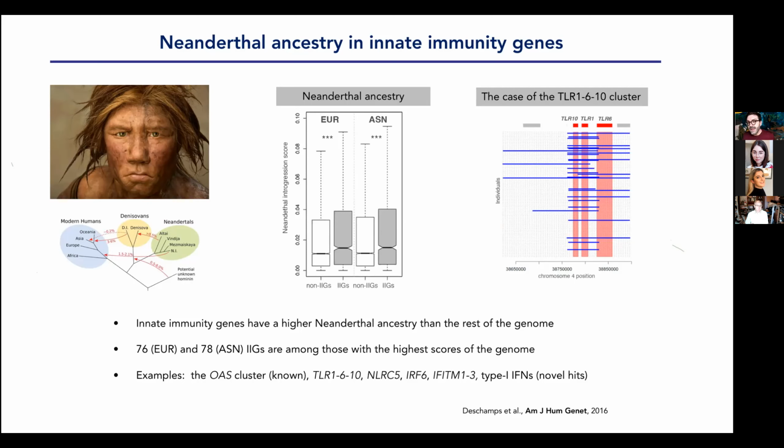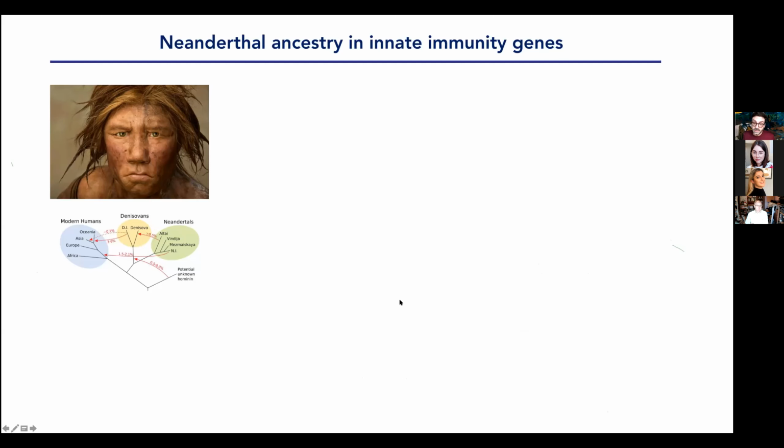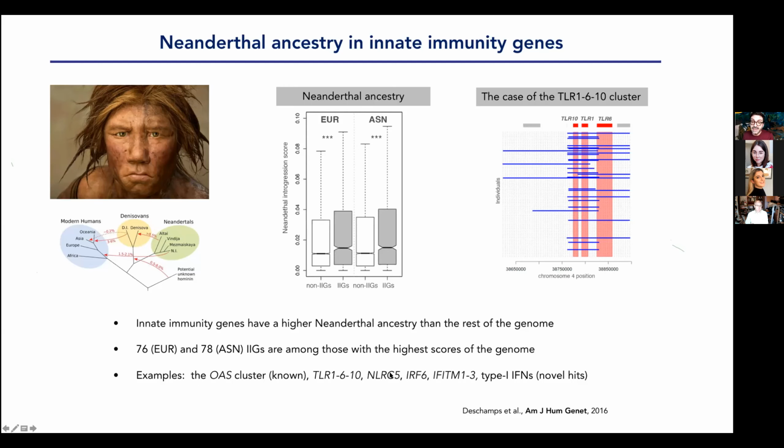Now, at the functional level, we are trying to understand why incorporating into our genomes 50,000 years ago these Neanderthal haplotypes was beneficial for our immune responses. And also, we have identified other genes participating in major antibacterial or antiviral responses that present among the highest levels of Neanderthal ancestry in modern humans.